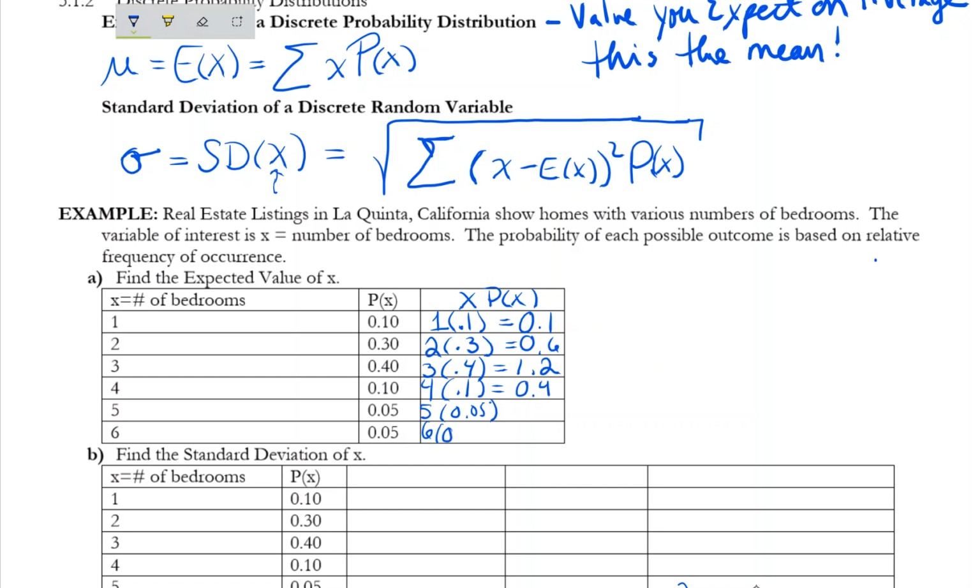I'm trying to make these fit. Why am I yelling? Good times. I should have zoomed in more.